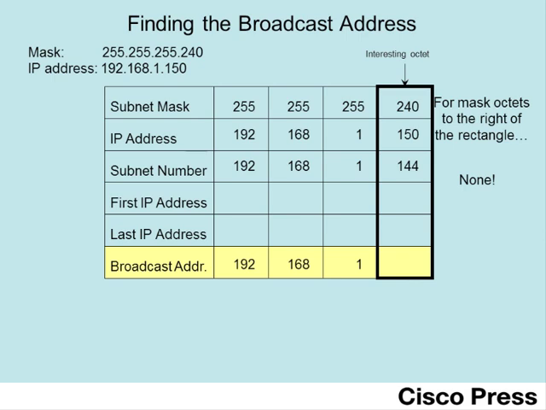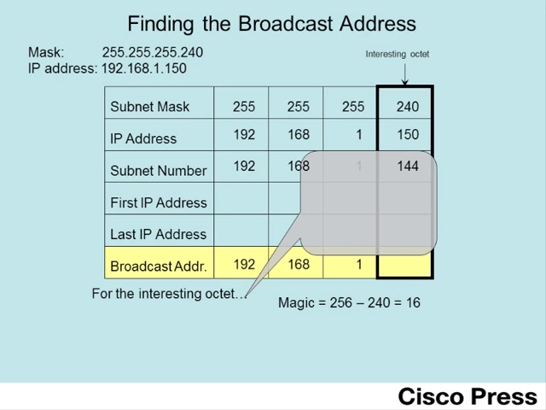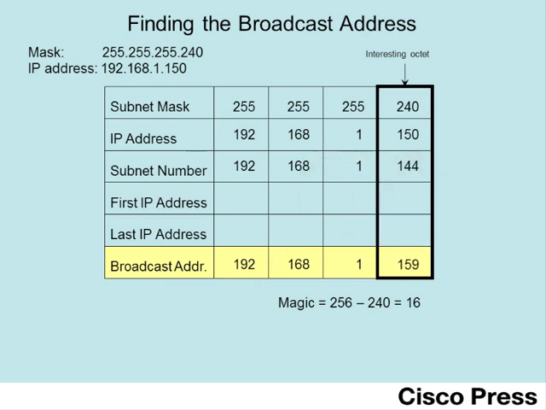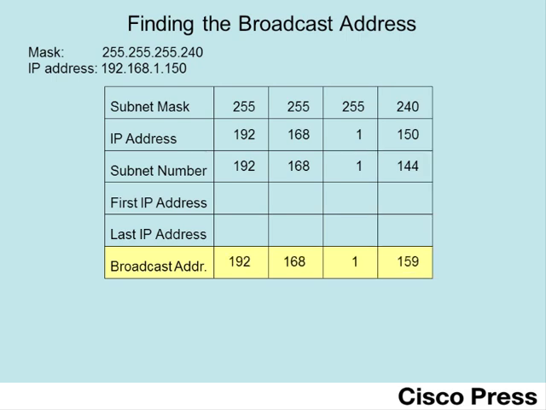We start with the subnet number value of 144, and then we add the magic number and subtract 1. So we get 144 plus 16 is 160 minus 1 gives us 159. So our ending subnet broadcast address is 192.168.1.159.